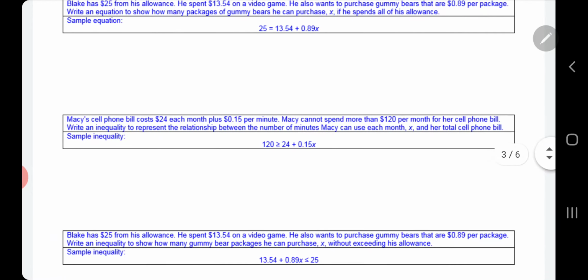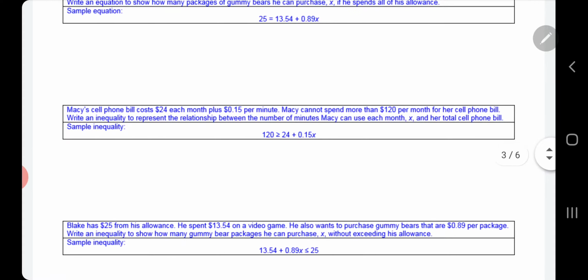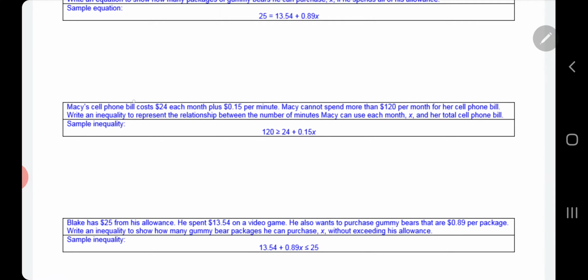Okay, kind of the same examples, but now we want an inequality. This one says Macy's cell phone bill costs $24 each month plus the 15 cents per minute. Macy cannot spend more than $120, probably because that's the max amount that she's got to spend per month for her cell phone bill. Write an inequality to represent the relationship between the number of minutes Macy can use each month X and her total cell phone bill.